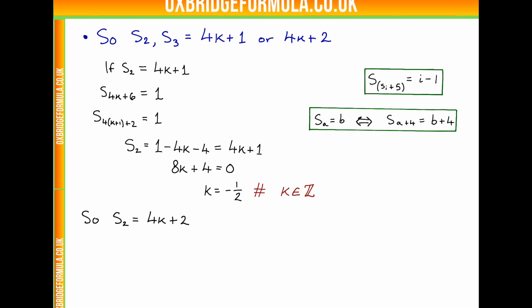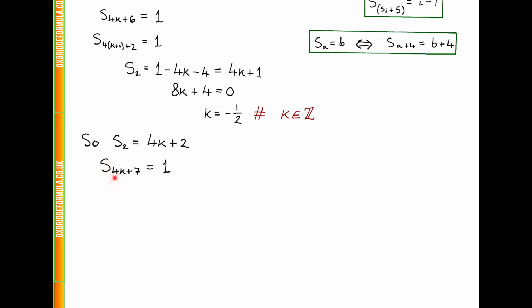Now we can try the same thing again. Applying the rule gives us S4k plus 7 is 1. And, performing this step again, subtracting multiples of 4 from both sides, we get that S3 is 1 minus 4 lots of k plus 1. This is useful because we now have a relationship between S2 and S3, like we said before that we expected to get. And so now, for a particular value of k, we can find the whole sequence.